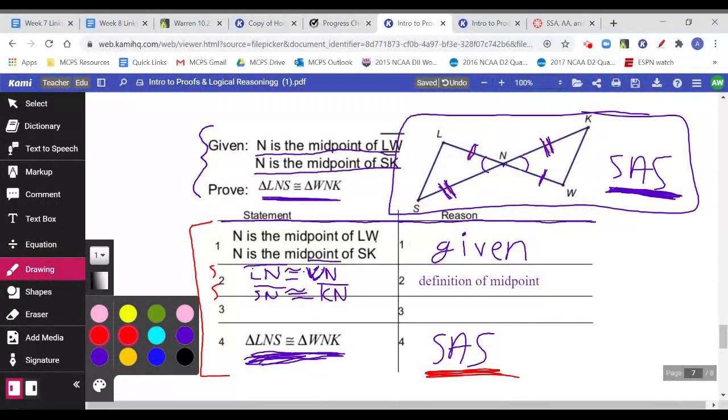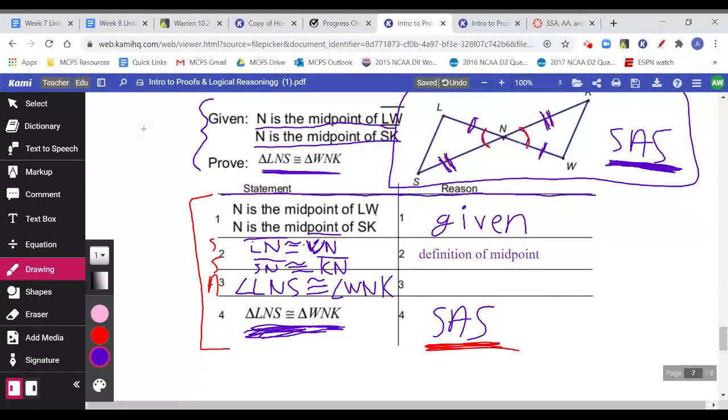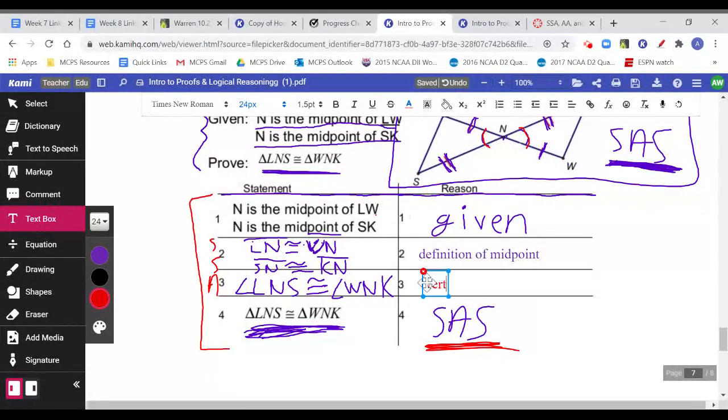So the other thing I need to claim is that I have a set of congruent angles. And I was able to do that, right? When I did the diagram up here, I marked those as congruent. And so I'm going to go ahead and make that claim. I'm going to say that angle LNS is congruent to angle WNK. And remember that the reason I was able to mark that on the diagram was because I know that those are vertical angles. And I also happen to know vertical angles are congruent. Because vertical angles are congruent, I can claim those two angles are congruent to each other.